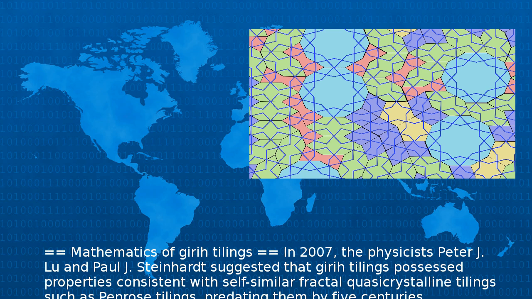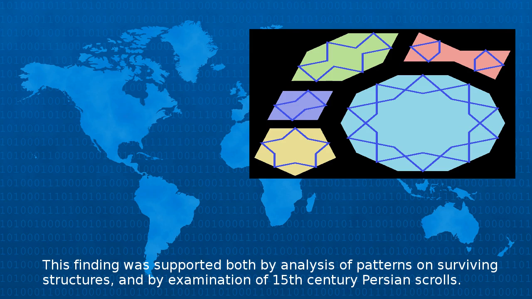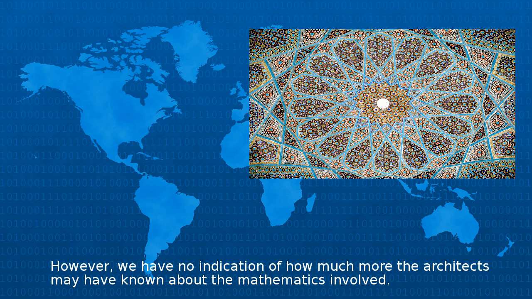Mathematics of girih tilings. In 2007, the physicists Peter J. Lu and Paul J. Steinhardt suggested that girih tilings possessed properties consistent with self-similar fractal quasi-crystalline tilings such as Penrose tilings, predating them by 5 centuries. This finding was supported both by analysis of patterns on surviving structures, and by examination of 15th-century Persian scrolls. However, we have no indication of how much more the architects may have known about the mathematics involved.